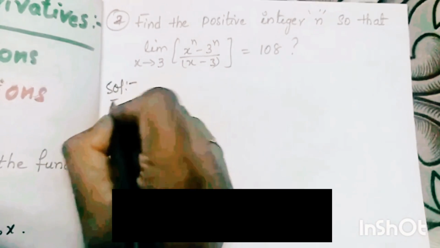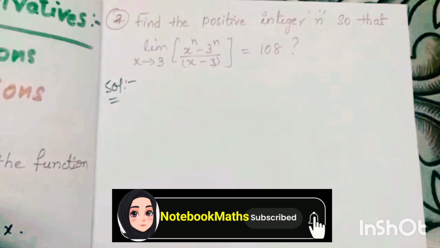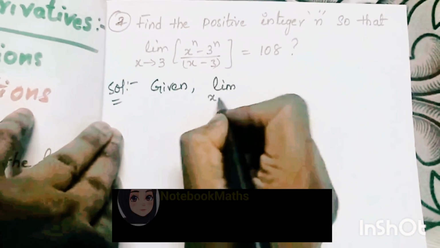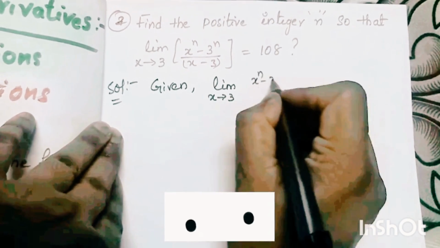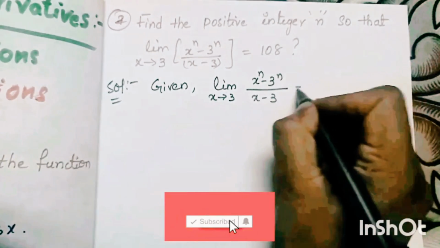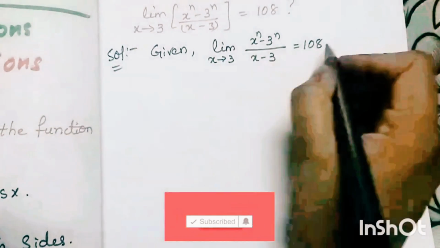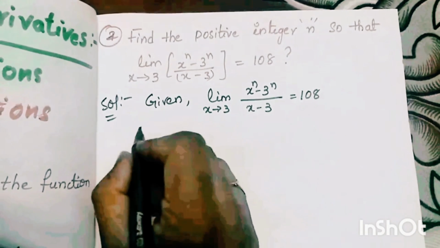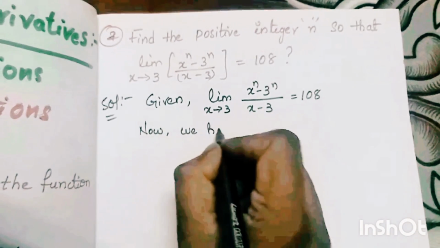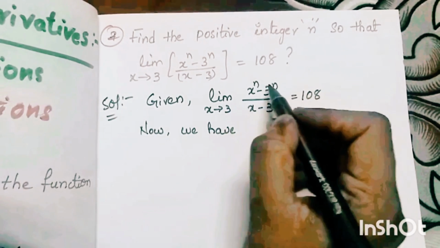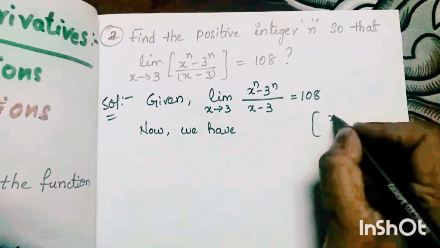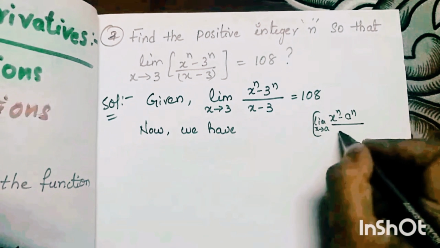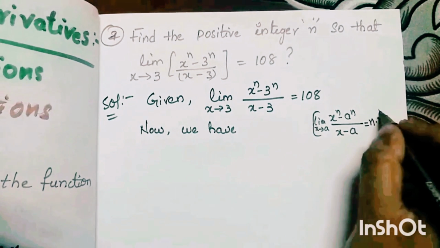Solution: we have to find the n value. First of all, write the given limit: limit as x tends to 3 of x power n minus 3 power n by x minus 3 is equal to 108. Children, we have to find this value of n. Observe this form, it is in the form of x power n minus a power n by x minus a, limit as x tends to a, which is equal to n into a power n minus 1.